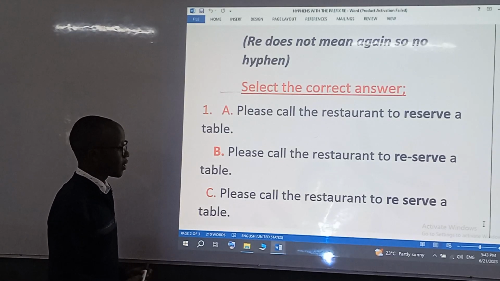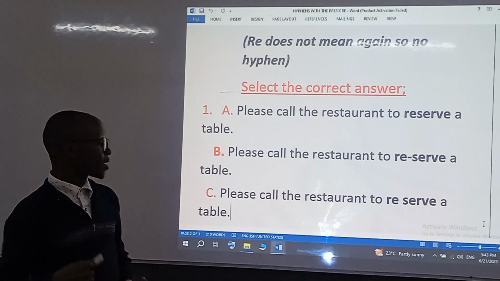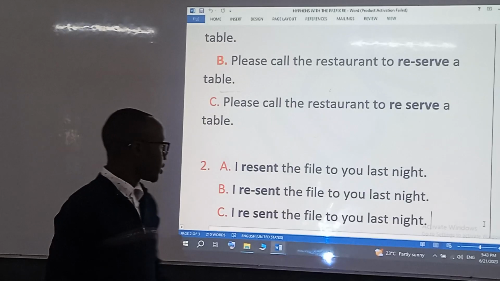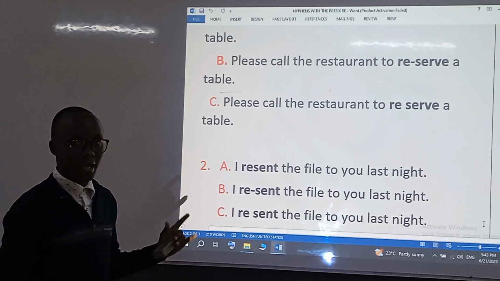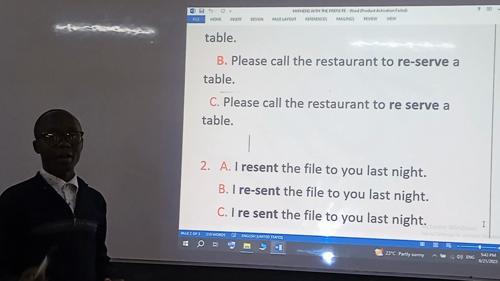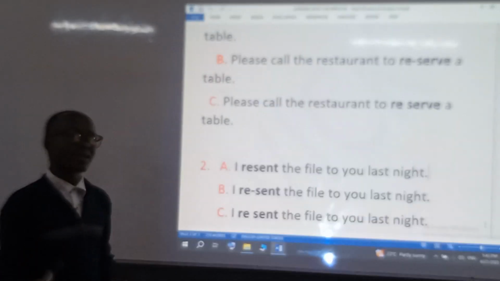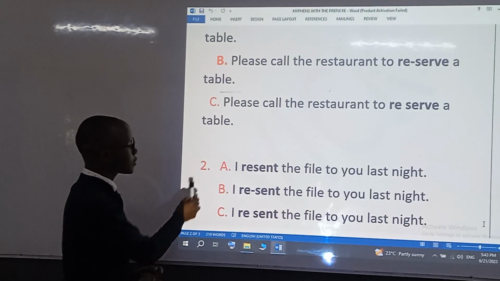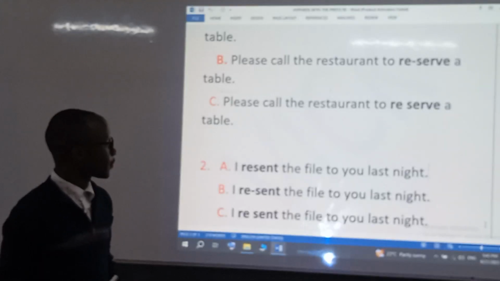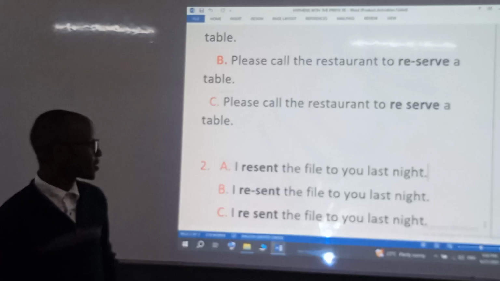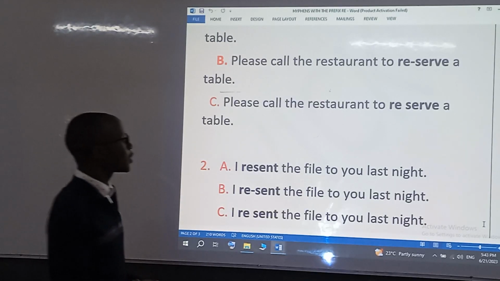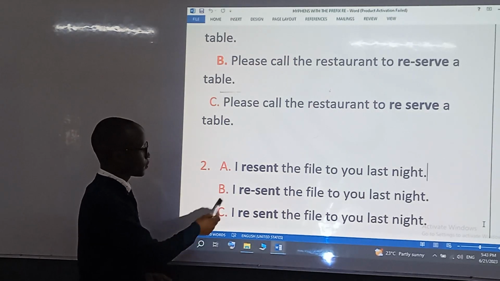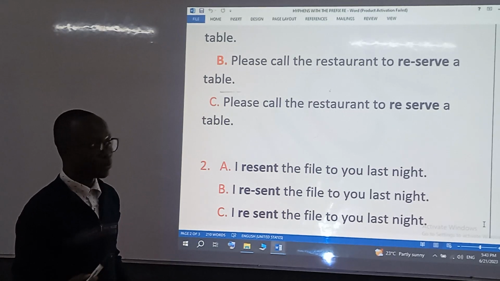Part C of question 1 says, please call the restaurant to re serve a table. This now is two words, re and serve. So between question 1 A, B and C, which is the correct sentence that is supposed to apply in such a case? Now, question 2 says, I resent the file to you last night. Do you think we need a hyphen after the prefix re or not?